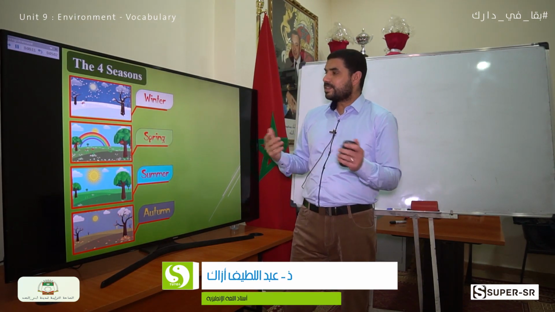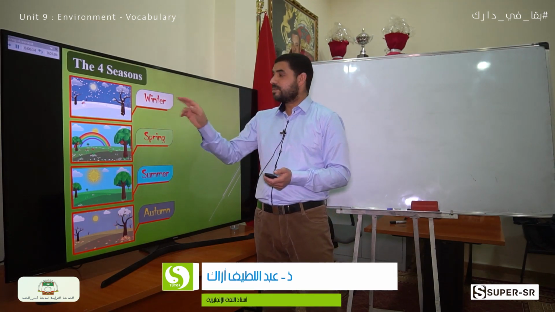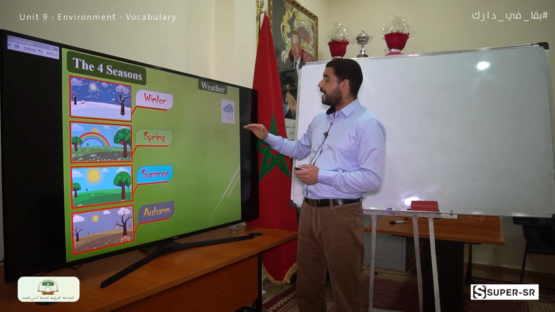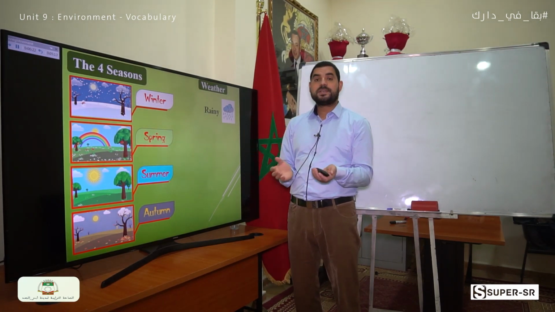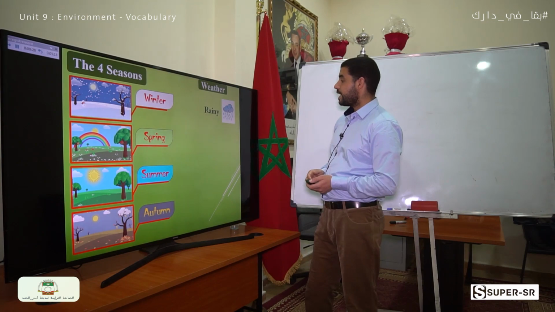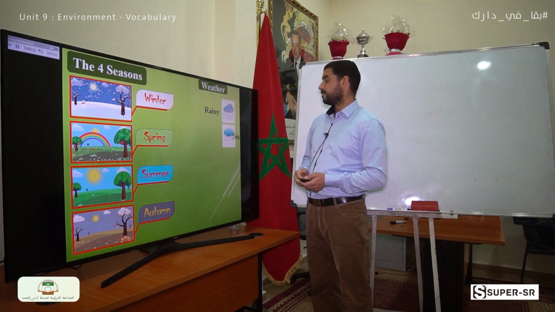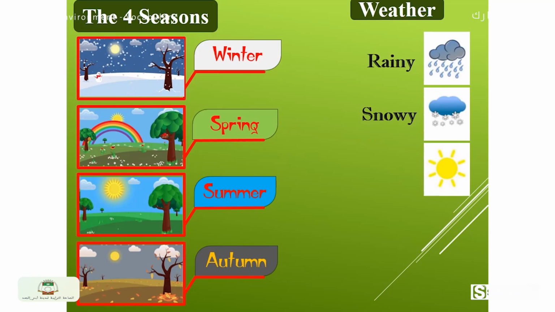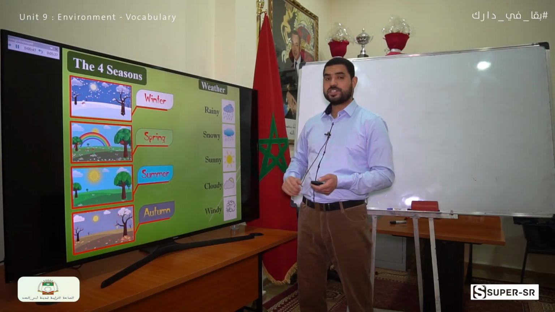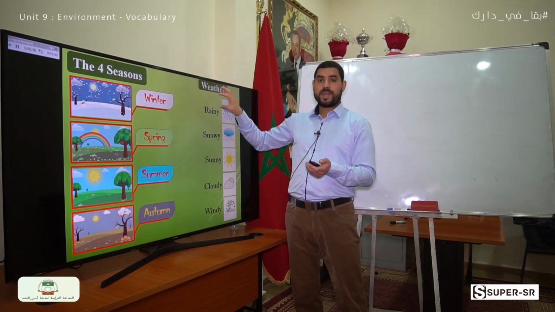So what's the weather like in each season? For example, in winter, what's the weather like? These are some adjectives that we can use to describe the weather. For example, rainy, snowy, sunny, cloudy, and windy. So these are some adjectives that describe the weather.